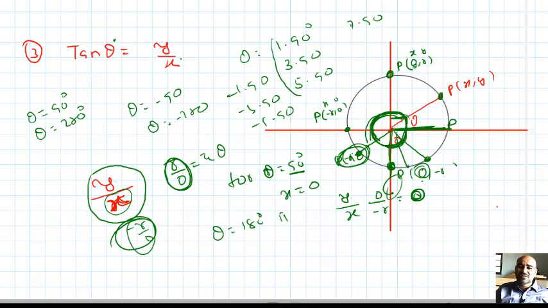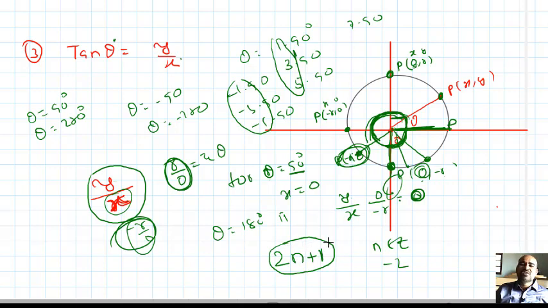See, observe, 1, 3, 5 are odd integers. Minus 1, minus 3, minus 5 are also odd integers. Everyone knows the odd integer form is 2n plus 1, where n is any integer. N equal to 0, you will get 1. N equal to 1, you will get 3. N equal to 2, you will get 5. N equal to minus 2, what will you get? Minus 3. Instead of n, you can take any integer. So 2n plus 1 has the form 1, 3, 5 or minus 1, minus 3, minus 5, and so on.